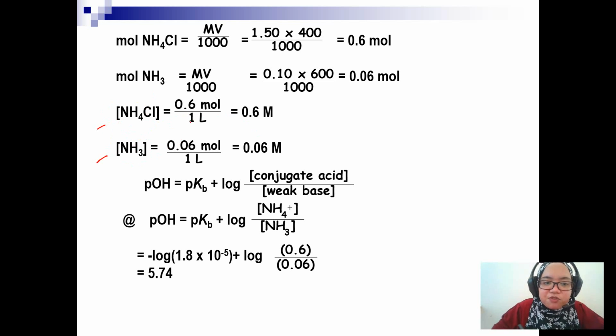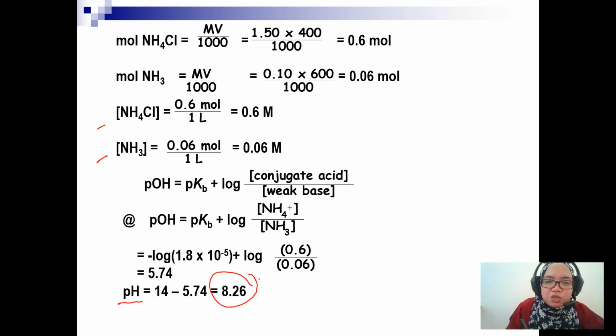yang baru dalam buffer solution, kita bolehlah cari pOH kita. Okay, so kita boleh cari pOH kita menggunakan Henderson-Hasselbalch equation. Masukkan yang baru punya value. So kita boleh dapat pOH kita 5.74. Okay, tapi itu pOH. So kita kena cari pH. Cari pH kita guna konsep pH equals to 14 minus pOH. So dapatlah kita punya pH 8.26. Okay, so this is the pH of the basic buffer solution before the addition of strong acid and strong base.